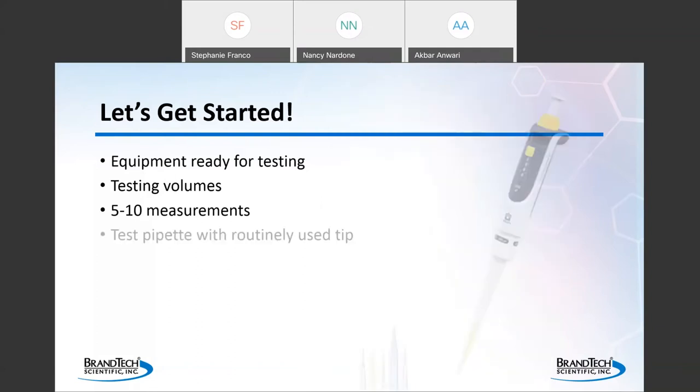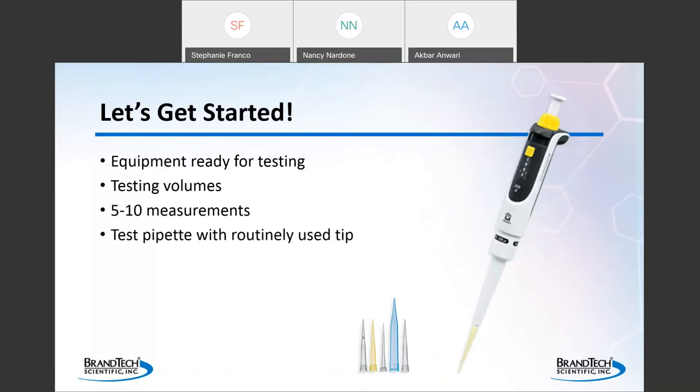It should be noted at this point, specifically for pipettes, that a manufacturer's specifications for accuracy and CV for the pipette are specifically with the manufacturer's pipette tip. ISO 8655 Part 2 states that the pipette and tip are a system. If a pipette tip other than the manufacturer's tip is routinely used with the pipette, then that's the tip that should be used for the calibration process.